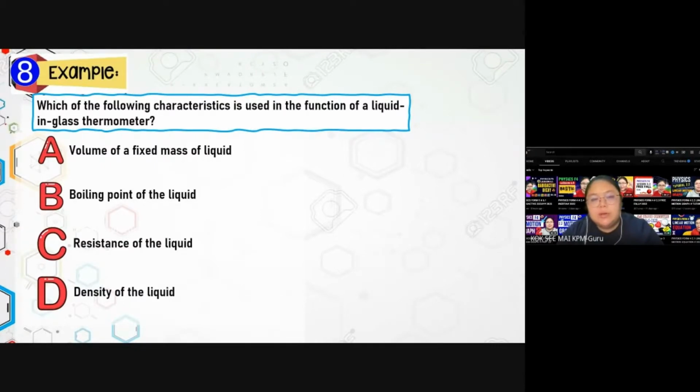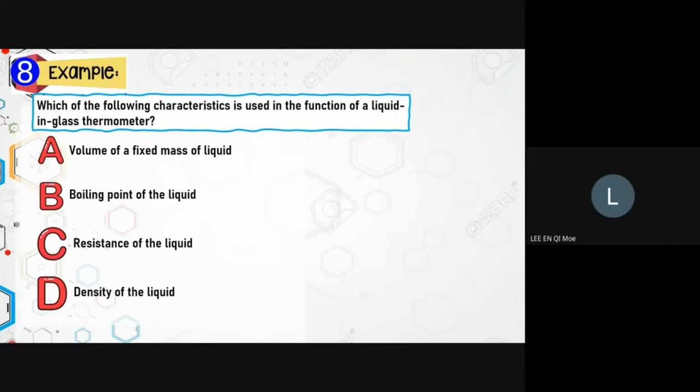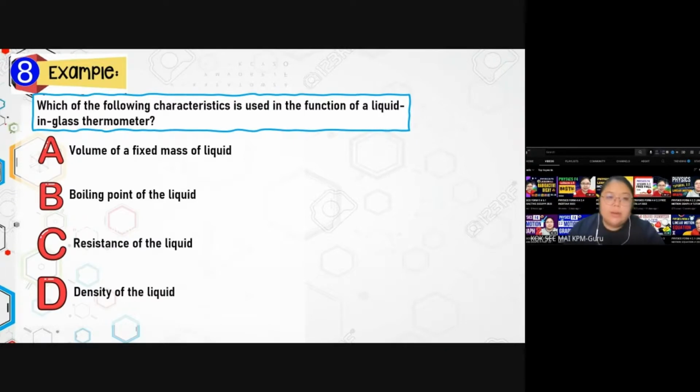Okay, we use it to measure what? Boiling point of the liquid. Yeah, boiling point. Okay, you don't answer volume of the fixed mass of liquid. We don't want to find the volume. Actually, volume just represents it. What is important that we want to find is the melting point, boiling point, something like this. So B is the answer.